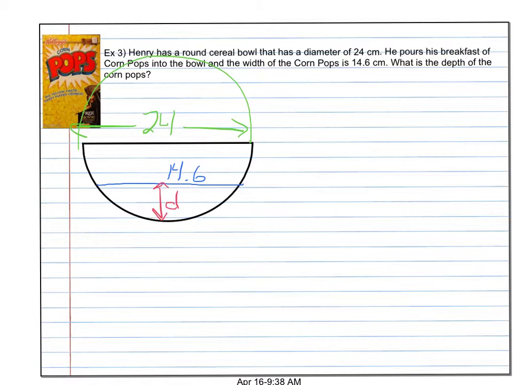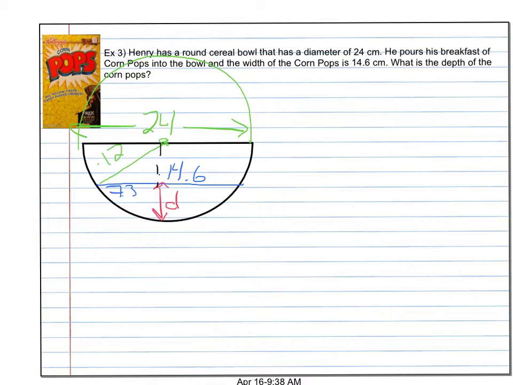So if we call this point right here the center of the circle and draw a line right to the edge where the corn pops end, that line is the radius from the center to the edge of the circle. So the diameter of 24, half of that will be the radius, 12. Now, if the whole width of the corn pops is 14.6, and this line here is divided in half, then each base of the triangle will be 7.3.